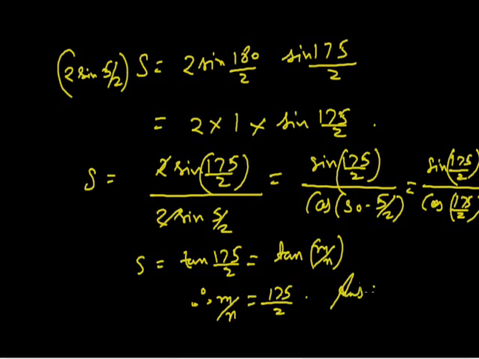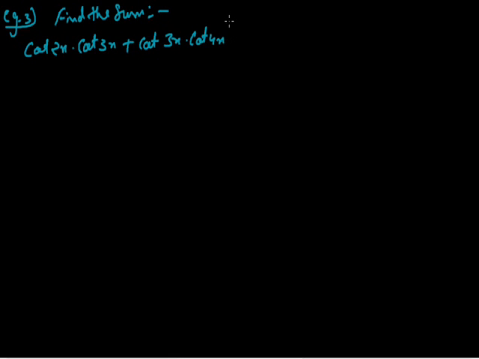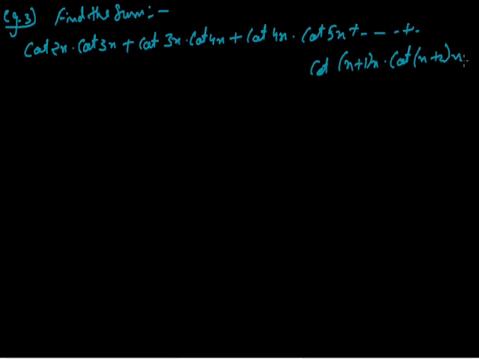Answer. Example number 3. Find the sum cot 2x into cot 3x plus cot 3x into cot 4x plus cot 4x into cot 5x plus up to n terms. The nth term is cot (n+1)x into cot (n+2)x.